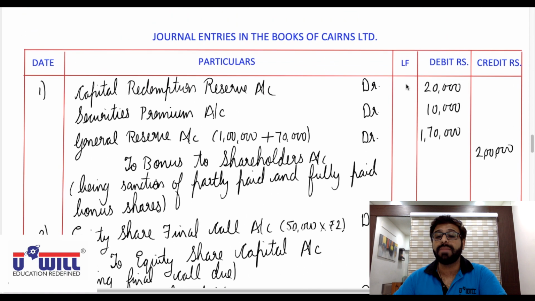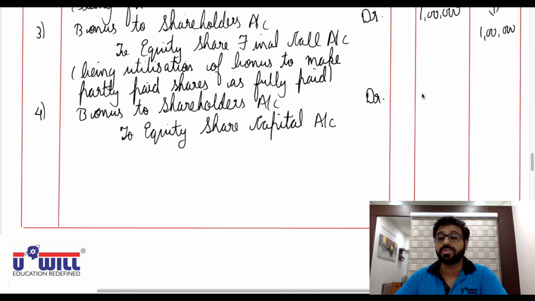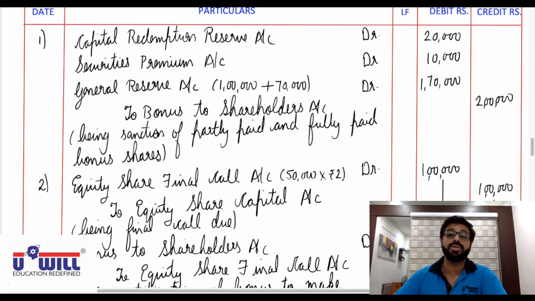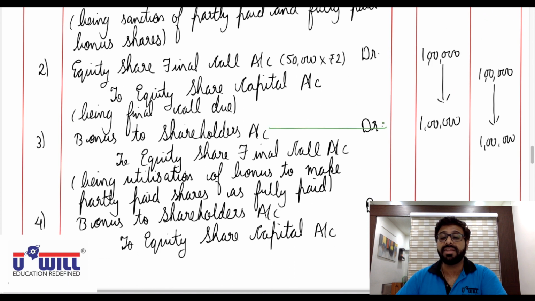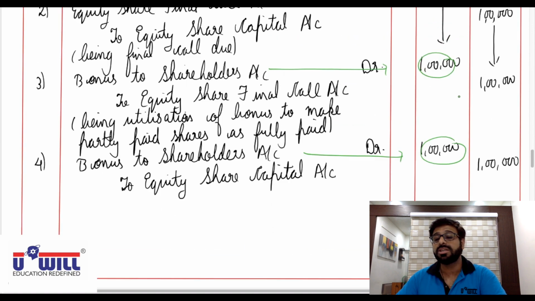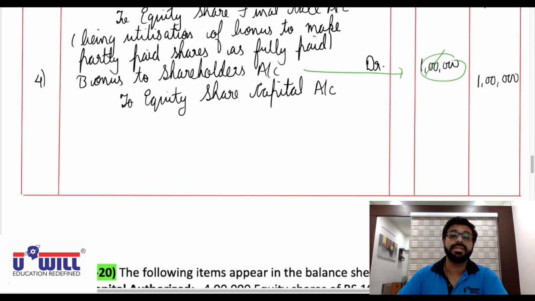What amount? Fully paid bonus amount of 1 lakh rupees. So from bonus we will use this 1 lakh of fully paid bonus shares amount and directly transfer it to share capital. So this bonus account now gets closed. Here you credited with 2 lakhs, here you debited with 1 lakh, and again here you debited with 1 lakh for fully paid bonus. So that 2 lakhs account now gets closed. Okay, just for understanding you need not write that.